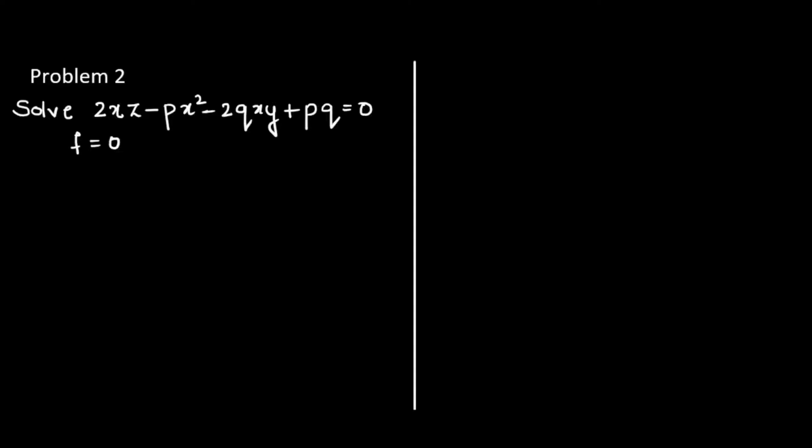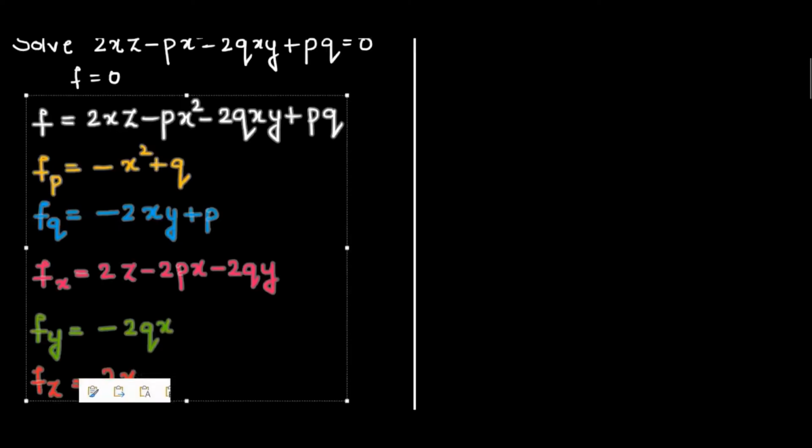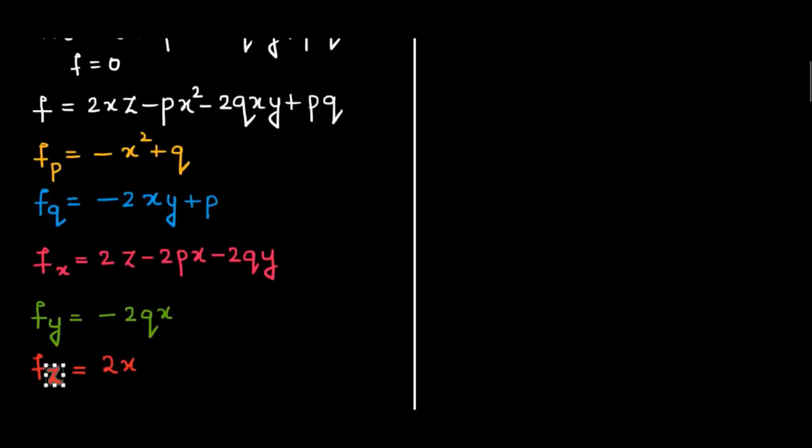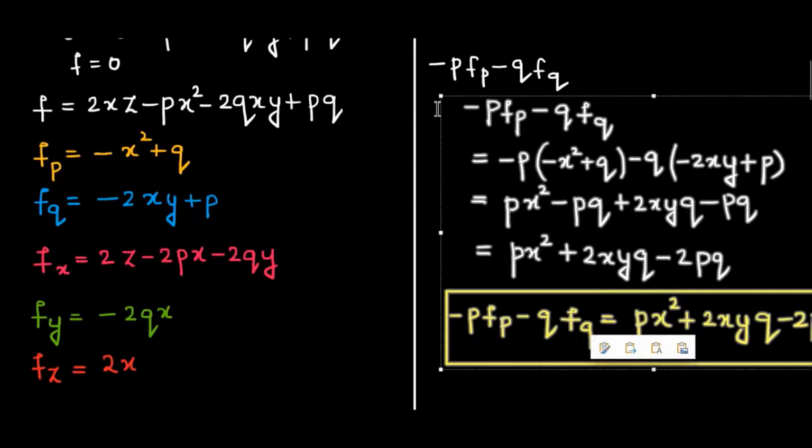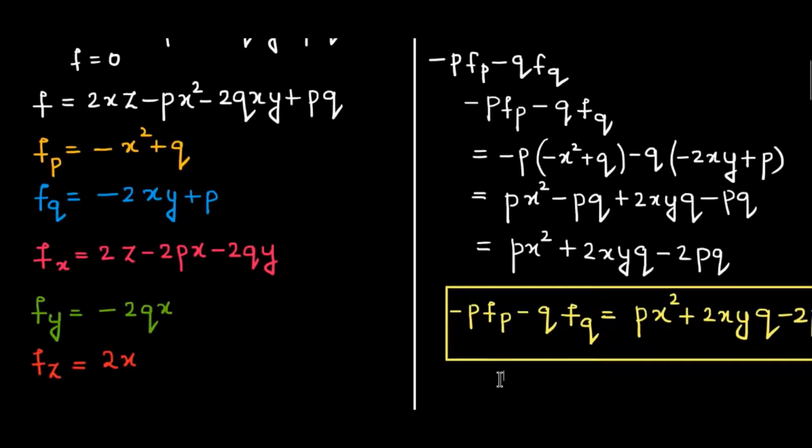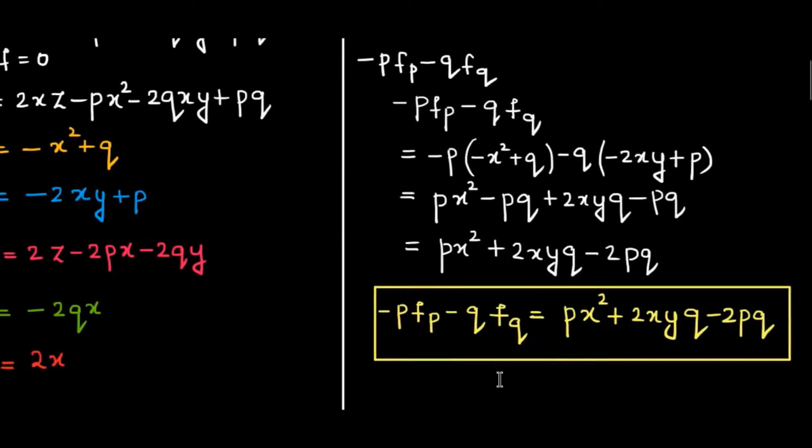Now let's find out all the first order partial derivatives of f with respect to x, y, z, p, q partially. I have already found out those for you. This is what we get. You can pause the video and then go through the steps if you want so. Now let us find minus p fp minus q fq, and I have already done that for you, which is, you can pause the video and go through the steps.